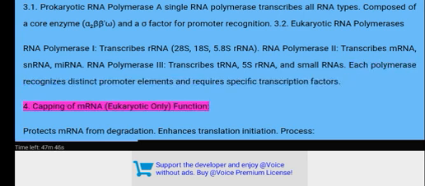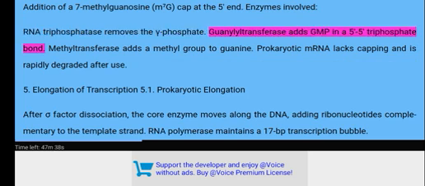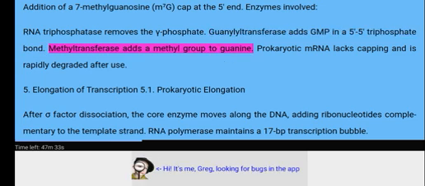4. Capping of mRNA, a eukaryotic-only function. Protects mRNA from degradation. Enhances translation initiation. Addition of a 7-methylguanosine, m7G, cap at the 5' end. Enzymes involved. RNA triphosphatase removes the gamma phosphate. Guanylyltransferase adds GMP in a 5'-5' triphosphate bond. Methyltransferase adds a methyl group to guanine. Prokaryotic mRNA lacks capping and is rapidly degraded after use.